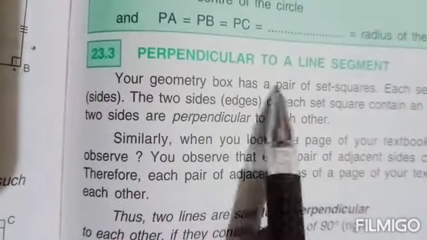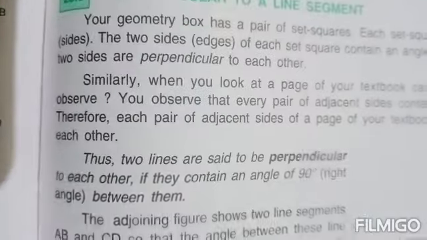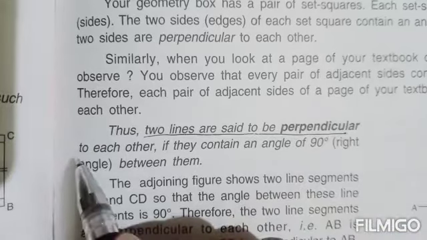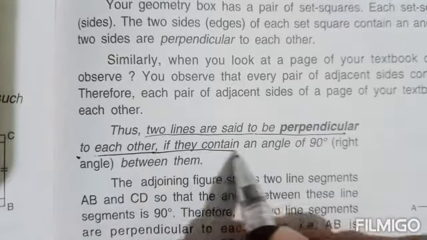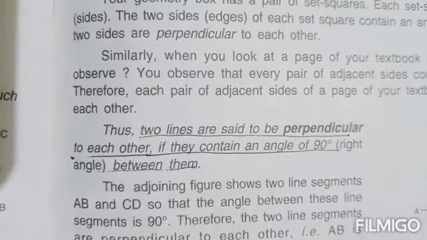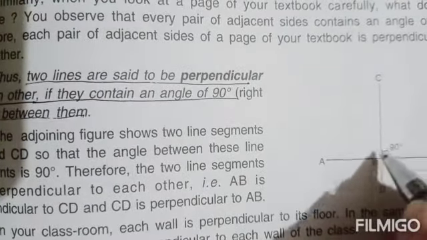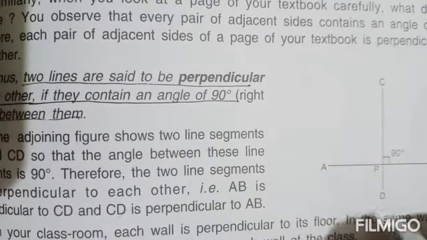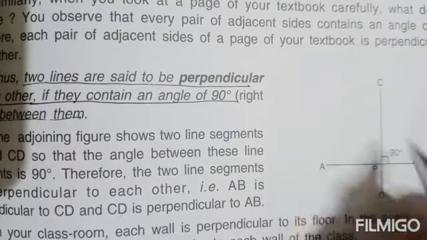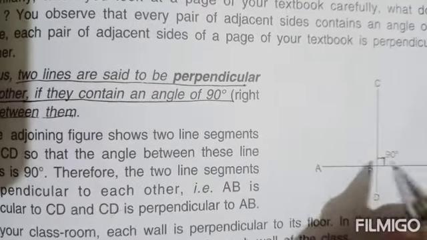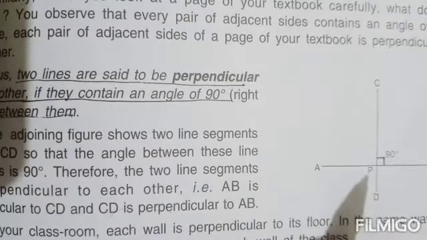Okay, next, perpendicular to a line segment. So here two lines are said to be perpendicular to each other if they contain an angle of 90 degree between them, right angle. Okay, so if two lines have 90 degree angle between them, then we can say that two lines are perpendicular. രണ്ട് ലൈൻസ് ഇൻ്റർസെക്റ്റ് ചെയ്യുന്നത് 90 ഡിഗ്രി ആംഗിളിലാണെന്നുണ്ടെങ്കിൽ നമുക്കതിനെ പെർപെൻഡിക്കുലർ ആണെന്ന് പറയാം.